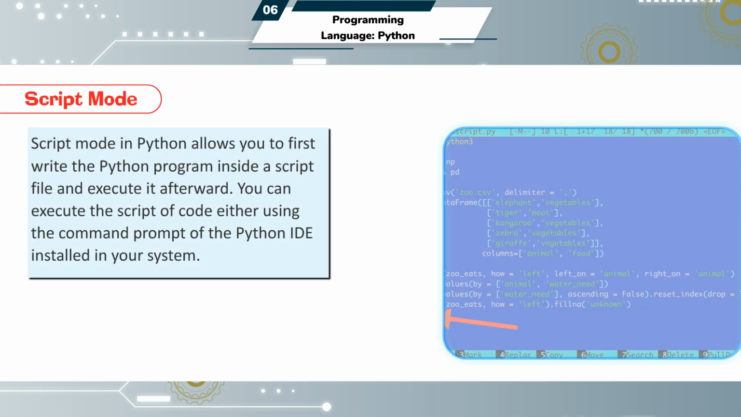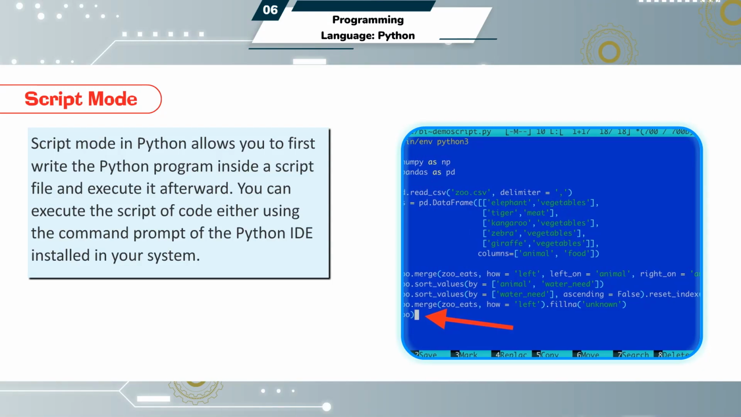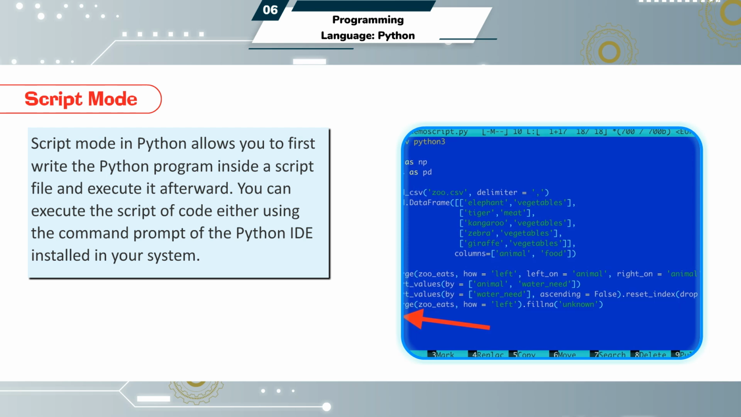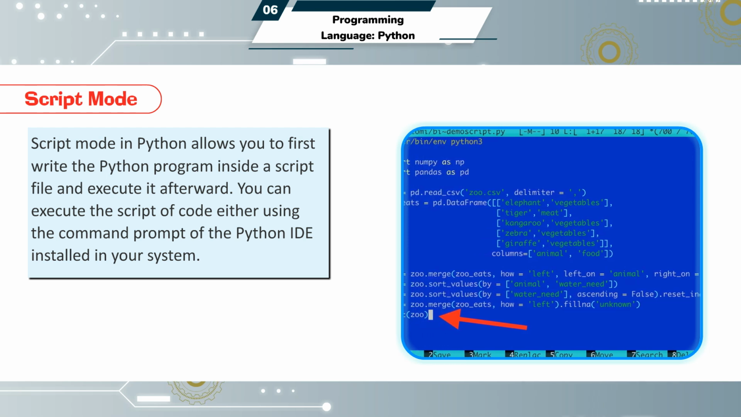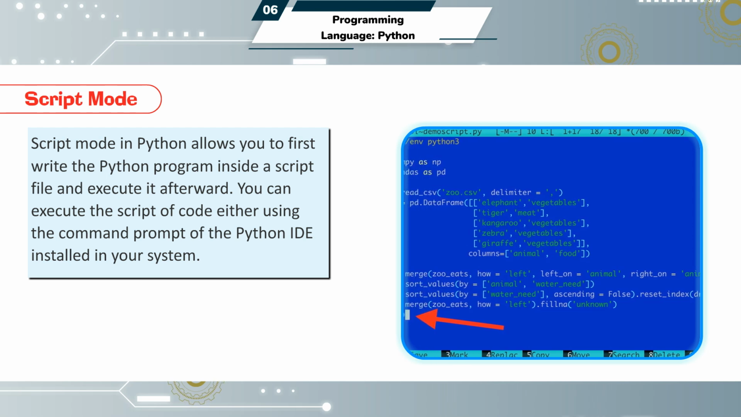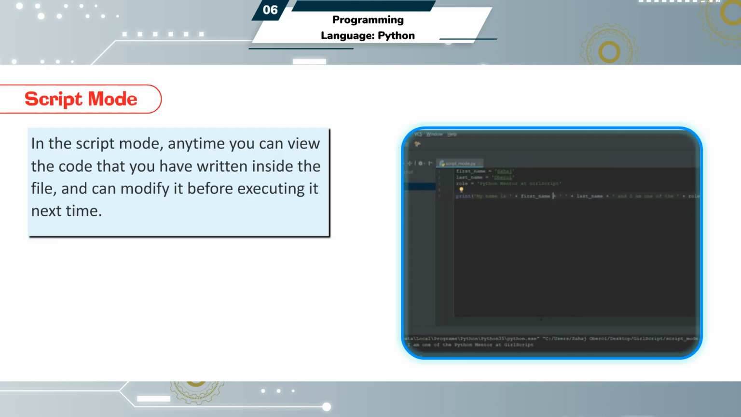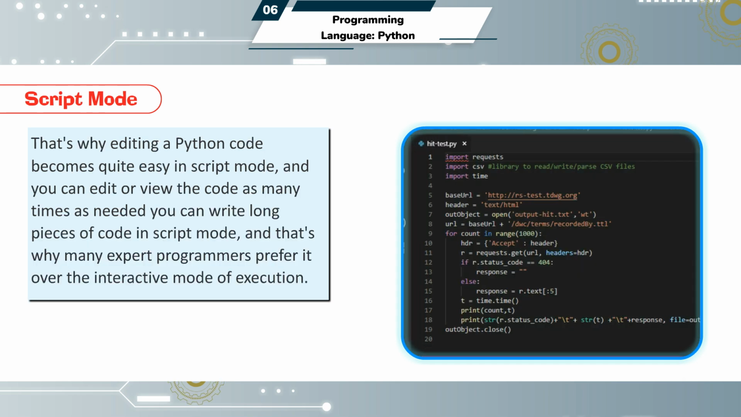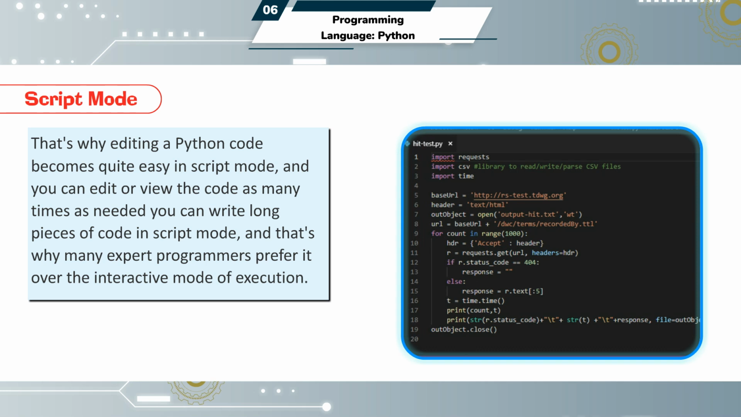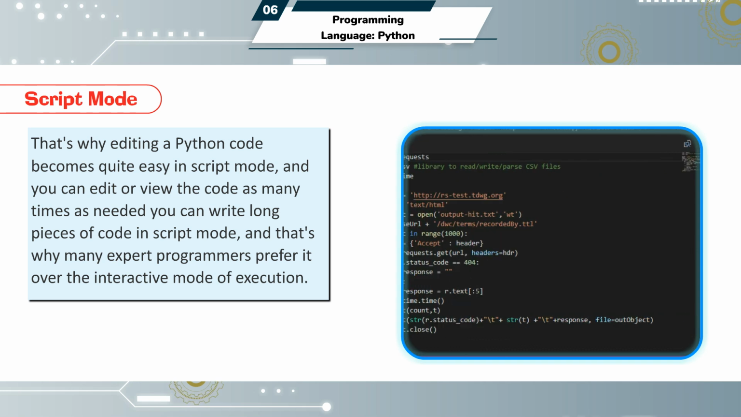Script mode. Script mode in Python allows you to first write the Python program inside a script file and execute it afterward. You can execute the script either using the command prompt or the Python IDE installed in your system. In script mode, anytime you can view the code that you have written inside the file and can modify it before executing it next time. That's why editing Python code becomes quite easy in script mode, and you can edit or view the code as many times as needed.